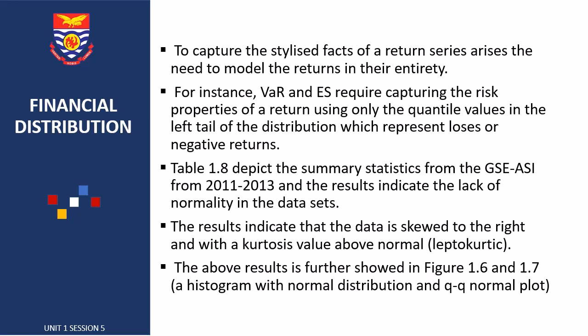For instance, the VaR, which is the value at risk, and the expected shortfall, which is the ES, require capturing the risk properties of a return using only the quantile values in the left tail of the distribution, which represent losses or negativity. So in our calculation of value at risk, the emphasis is mostly on losses. When we plot return series, the center will be 0, the right will be the positive returns, and the left will be the negative returns, which are the losses. So the gains will be on your right, and the losses on your left.